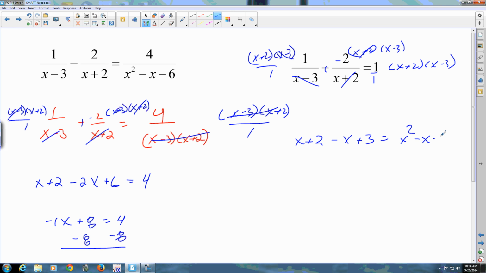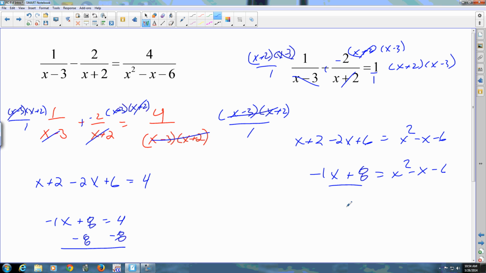x squared minus x minus 6. Collect like terms. Ooh, wait a minute. It's minus 2x. I made a mistake. Minus 2x plus 6. Holy cow. Who's typing this out? Good gravy. I guess I'm talking and not watching what I'm doing. So that would be minus 2x plus 6. So that would be minus 1x plus 8 is equal to x squared minus x minus 6. And this is matching what I got right there, so that's good.